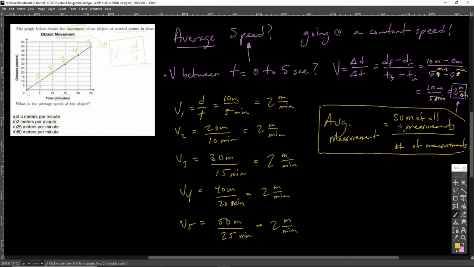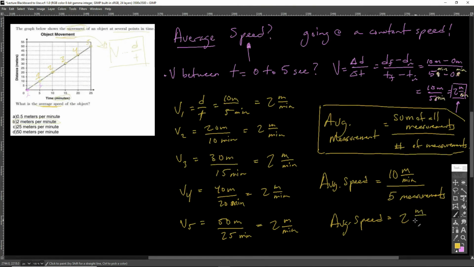Okay, so let's look at the sum. Let's do the average, in this case, the average velocity or the average speed. That's what they're asking for, right? So what's the average speed? Well, we need to sum up all the measurements. We took five measurements, so let's sum them up. 2 plus 2 plus 2 plus 2 plus 2. 2, 4, 6, 8, 10. So the sum was 10 meters per minute. And then we divide that by the number of measurements. Well, we had five measurements. Okay, and what's cool is the average speed is going to come out to what we initially figured out, 2 meters per minute.